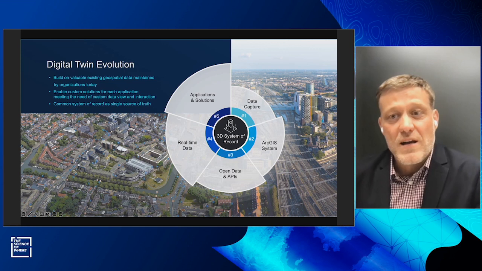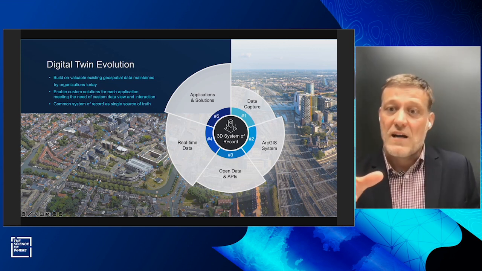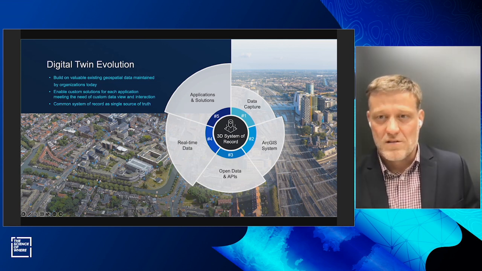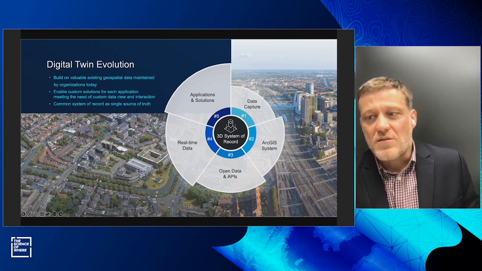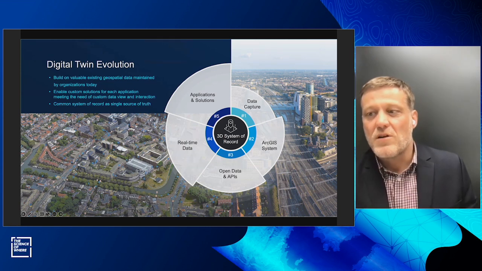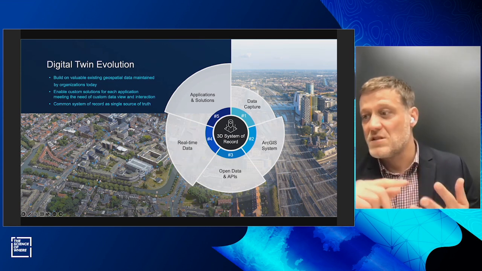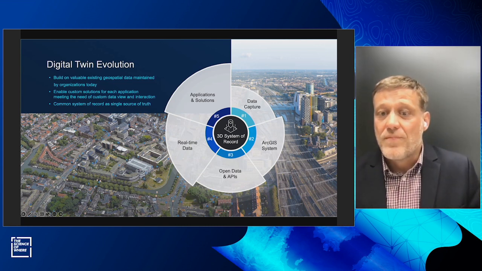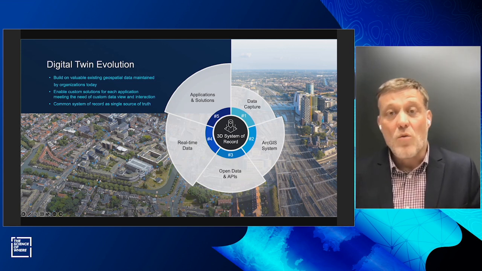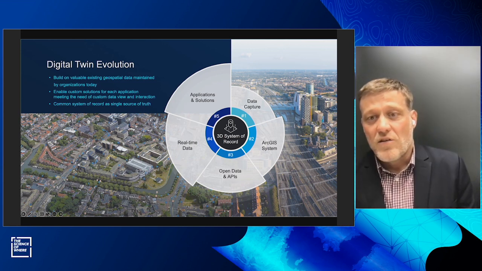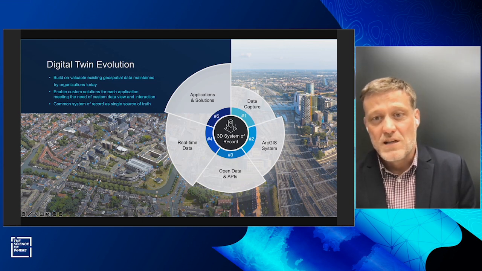And when we talk about the digital twin evolution here, it starts all with data capture, capturing reality, creating depictions of the world. And then the second tier is the ArcGIS system. And the ArcGIS system is actually the geospatial cloud, leveraging configurable components for visualization, analysis, simulation, and more. And this is what we refer to as the ArcGIS system. And then we have the benefits of open data and providing access through open APIs.